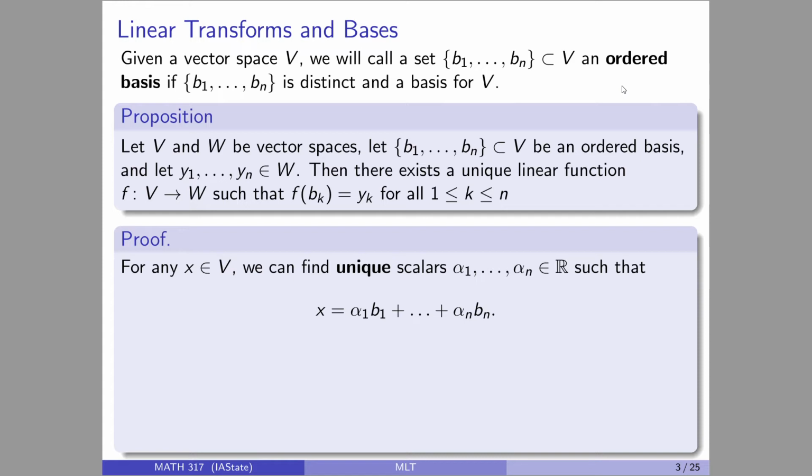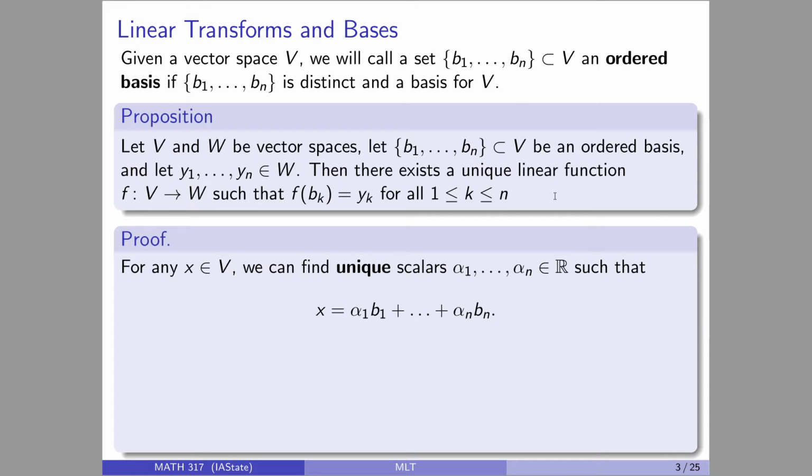Right, so the big theorem we're going to prove is the following. If you've got an ordered basis and you've got two vector spaces, you can always create a function so that the ordered basis maps to these outputs, and we can always do it linearly. So note, I didn't assume anything about y1, y2, y3, all the way to yn. I don't care what they are. I can always linearly map the basis onto them.